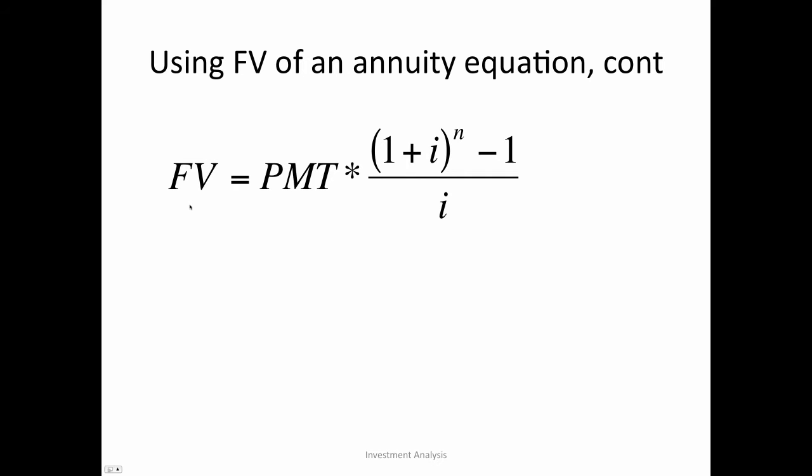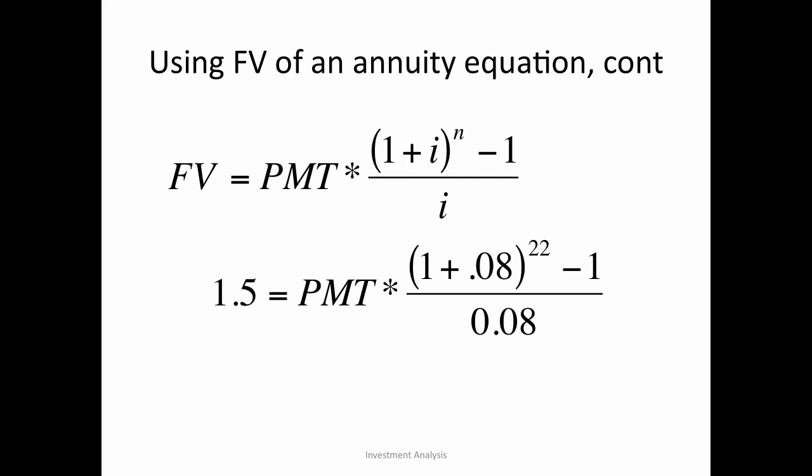So what we do is we substitute into that future value of an annuity equation 1.5, so that's $1.5 million, the interest rates, and the number of time periods. So we have one equation and one unknown, and as long as I can calculate this compound factor, I can work backwards and solve for how much she would have to invest every year.